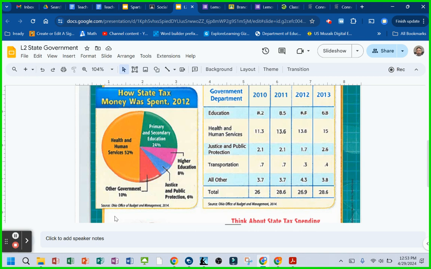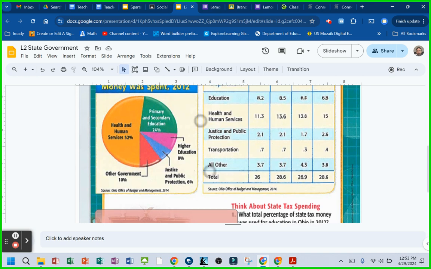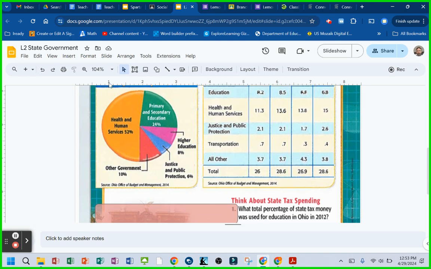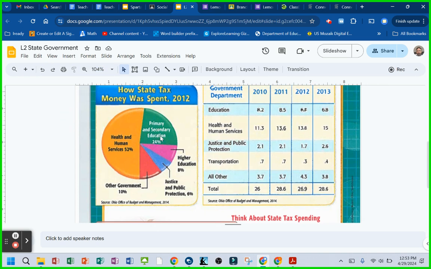Right? Primary and secondary education. What percentage do we spend on that? Do we know? How much? Yeah, 24%. That's quite a bit, right? How about higher education? Higher education. Justice and public protection. And then 10% goes to other.